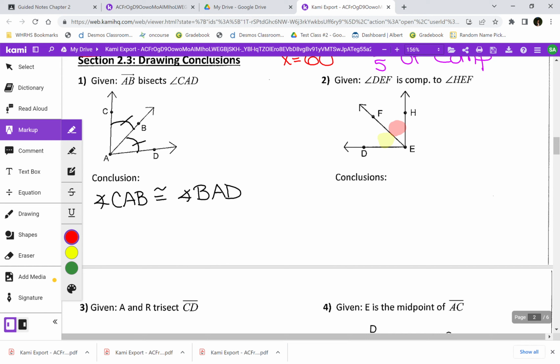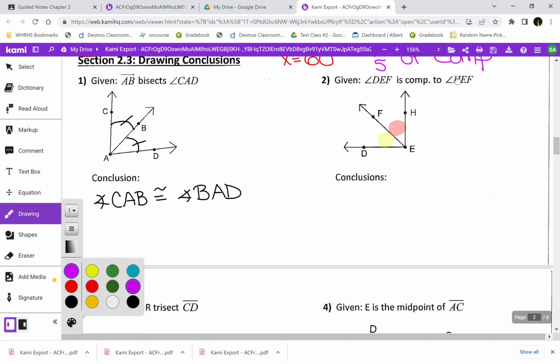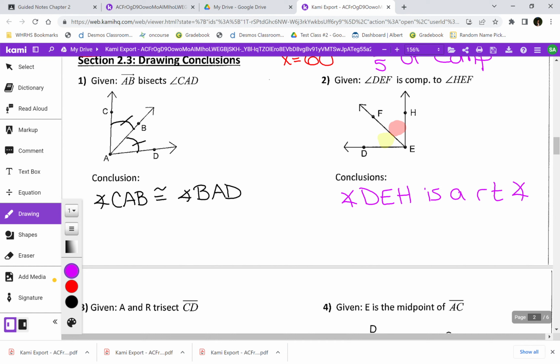Ethan? That's a right angle. Good. What's a right angle? Name it with three letters. D, E, F, and F, E, H. So those two angles together make a right angle, but name the right angle just with three letters, not the two angles that make it. Oh, D, E, H. Good. Angle DEH is a right angle.